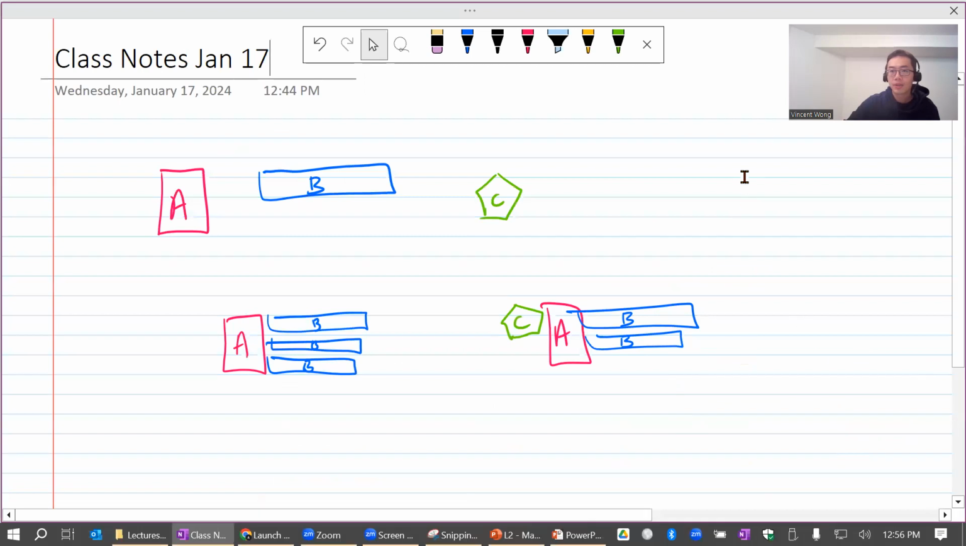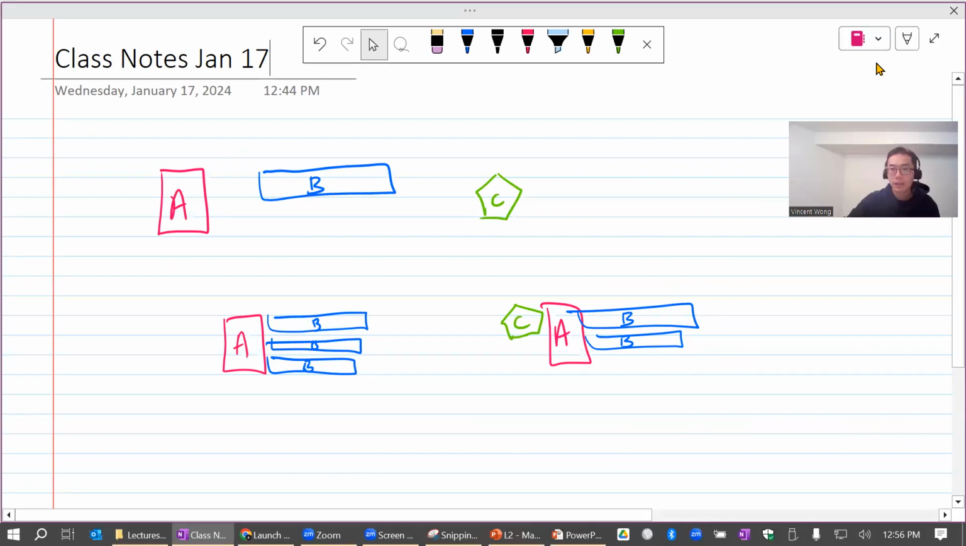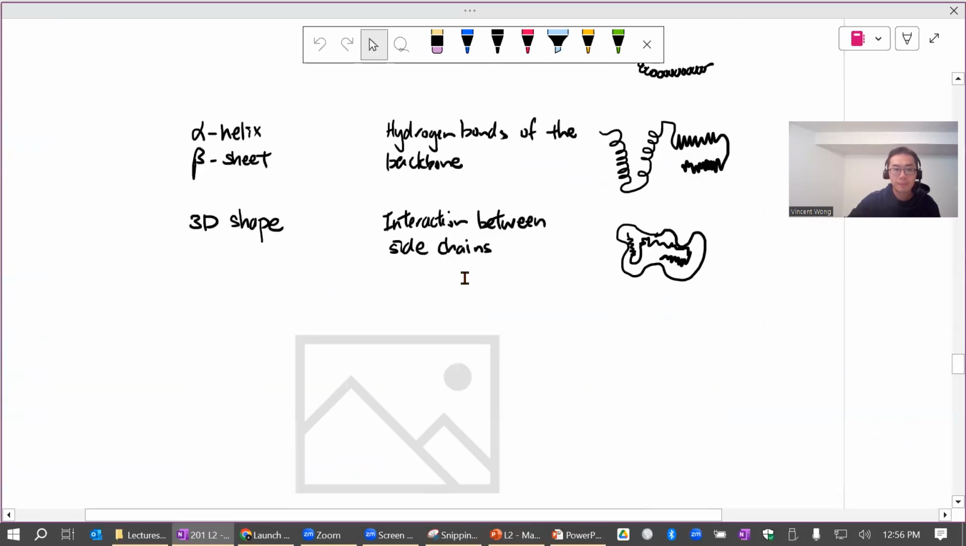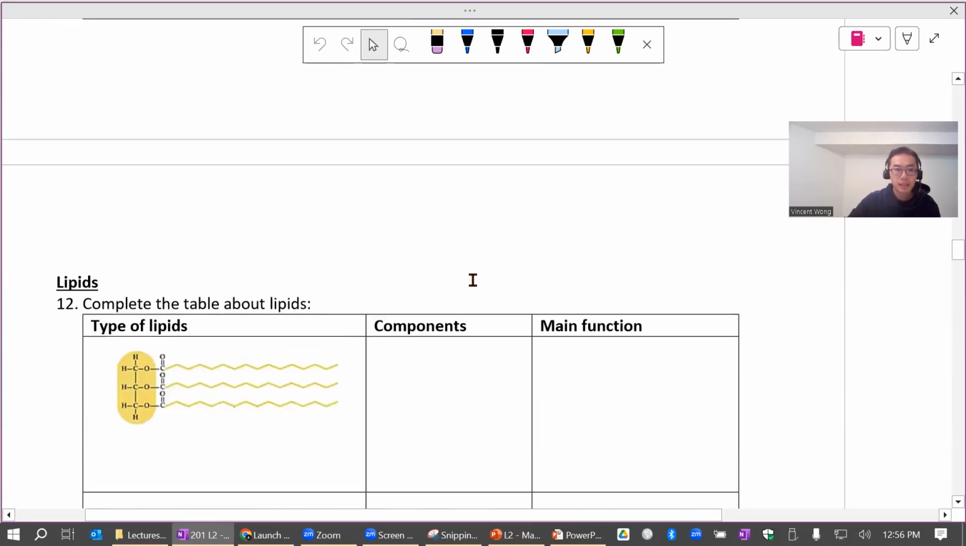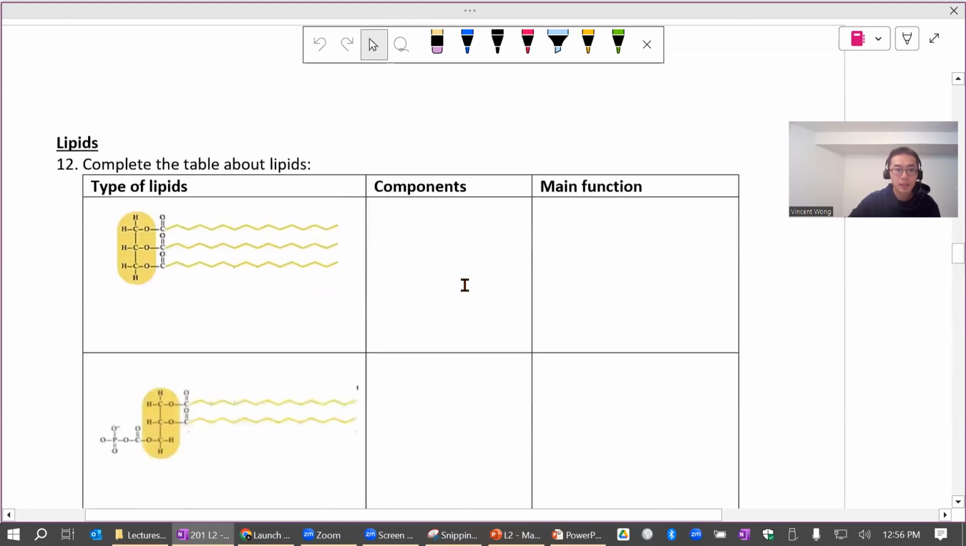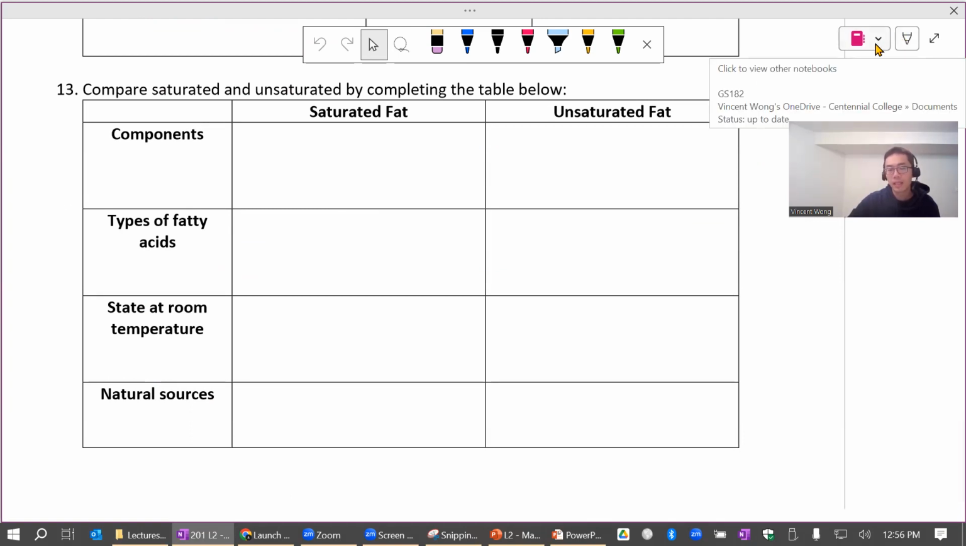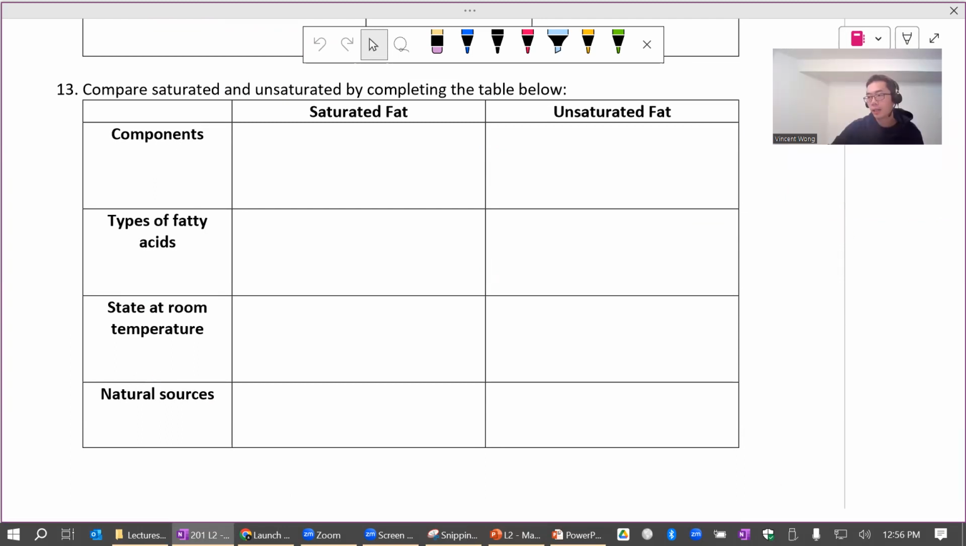Yes. All right. So there is a table in the study guide. Where is it? Right here. Yeah, there we go. Number 13, right? That you should fill in to compare the saturated fat and the unsaturated fat. We'll do it later on if we have time today. But if not, you should do it. I'll post the answer, of course, and you can check it as well. But we should move on for now.